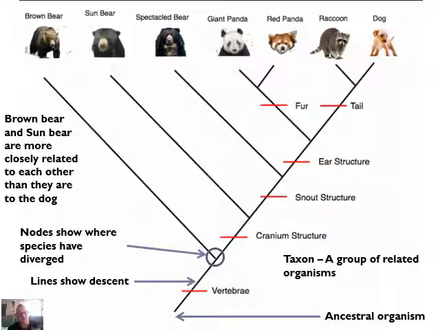So that means that the brown bear is related to the sun bear, and the sun bear is related to the speckled bear, but the brown bear is not as closely related to the speckled bear as it is with the sun bear. Then after the snout structure changed, we found that the ear structure had changed. And when the ear structure changed, we then had the giant panda, red panda, raccoon, and dog, and they were split based on the type of fur as well as the tail that was released on top of it over there.